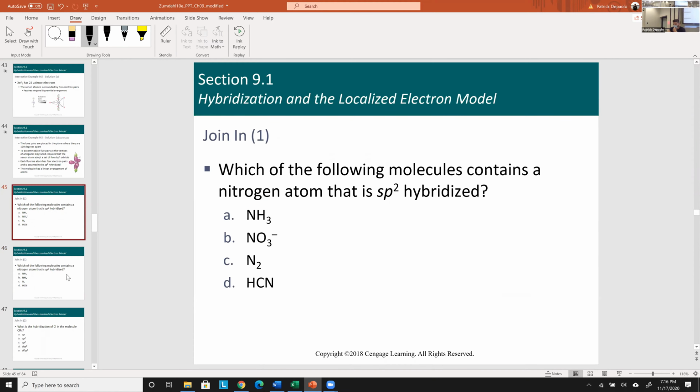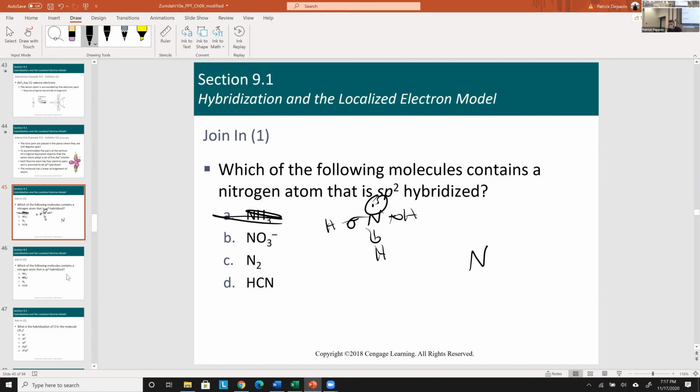Okay. We'll do more practice. Which of the following contains a nitrogen that is sp2 hybridized? So NH3, we kind of talked about that one already. What's the hybridization of nitrogen in NH3? Good, sp3. It's got 1, 2, 3, 4. So it's not sp2.